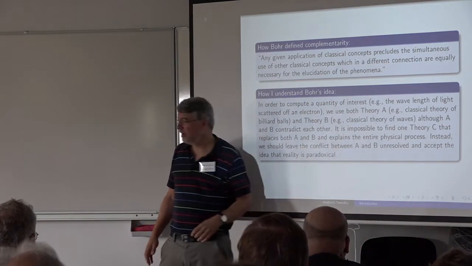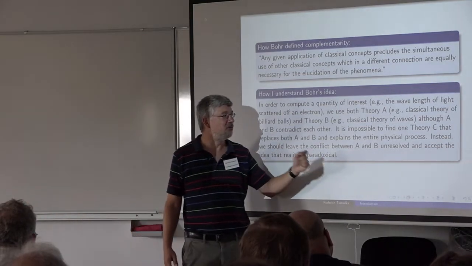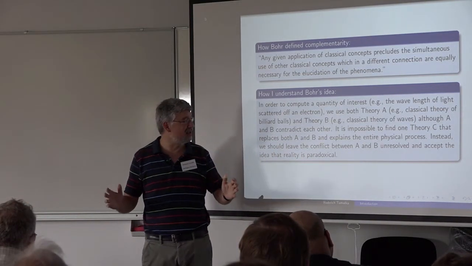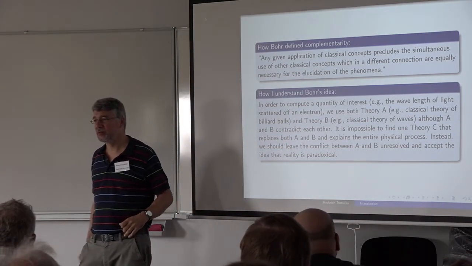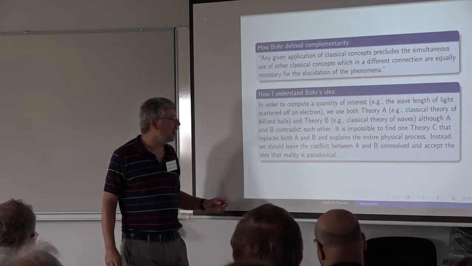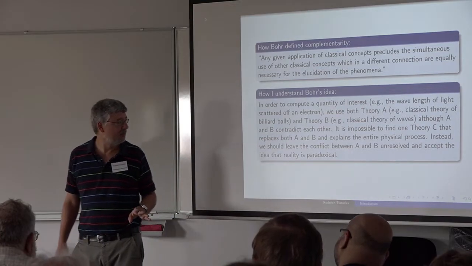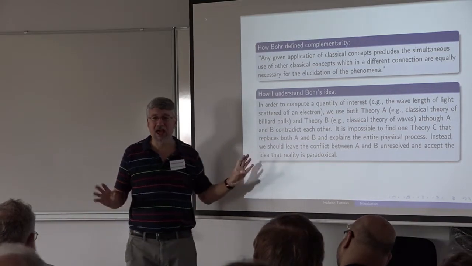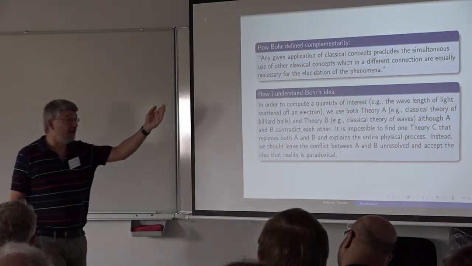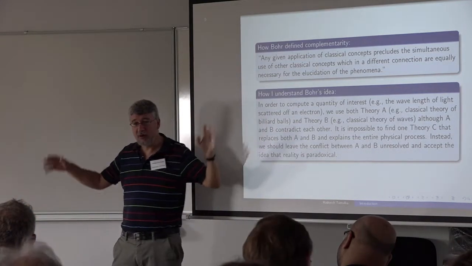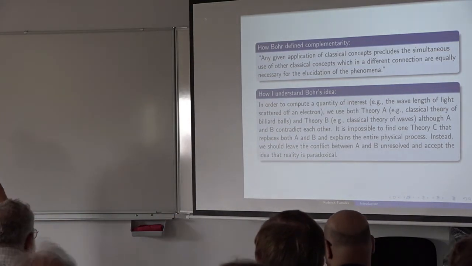It's part of the idea here, I think, that Bohr thought that it's impossible to find just one theory C that replaces both A and B and explains the whole physical process. Instead, we should just leave the conflict between A and B unresolved and accept the idea that reality is paradoxical. You see, if that is the view of quantum mechanics, then paradoxes play a crucial role.